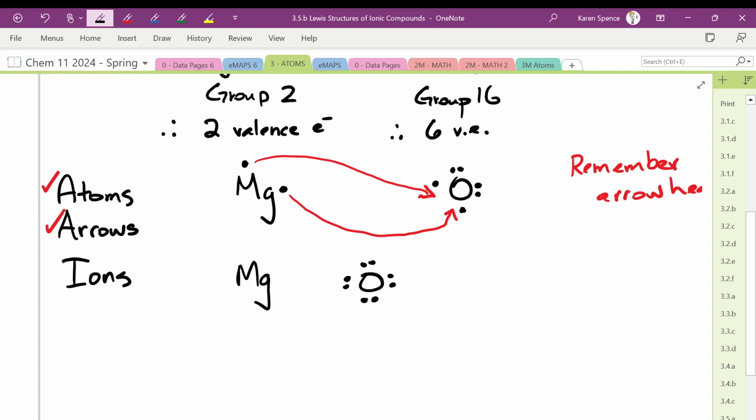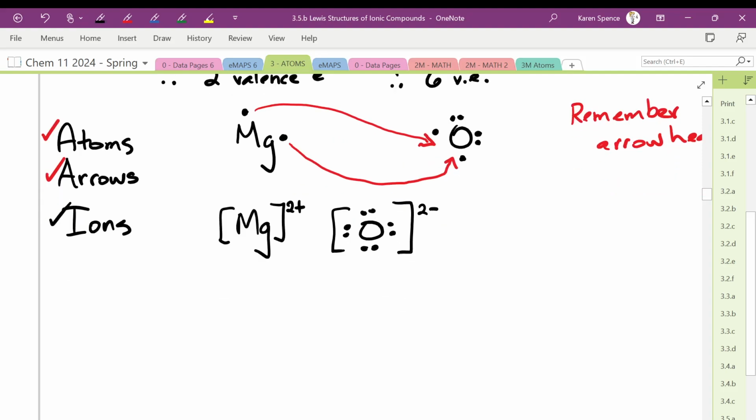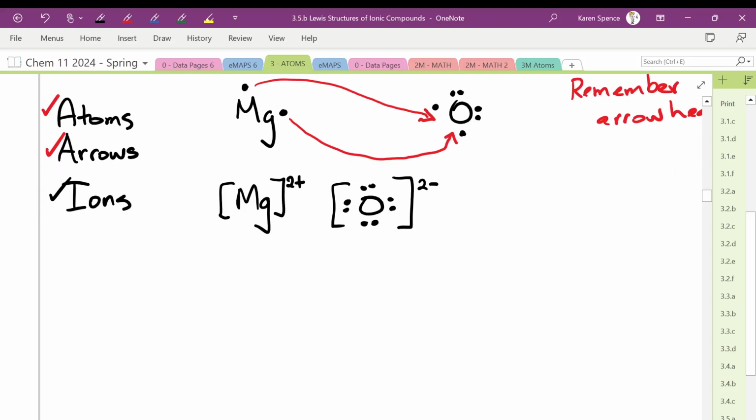All right, so there's magnesium and oxygen. I must be done, yes? Tell your partner, what am I missing? Brackets and charge. Okay, brackets. What's the charge on magnesium? +2, or 2+. And oxygen? 2-. Okay, good. What is the formula then for this? The formula is MgO.